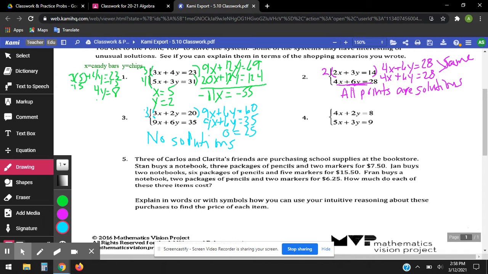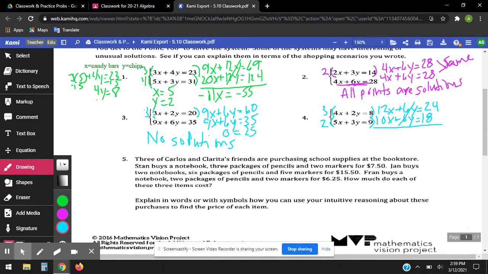All right, and our last one for these type anyway. Let's see. Let's multiply so that we get these guys to be a 6, because that will be smaller numbers to work with. So that means my top one needs to be multiplied by 3, and the bottom one needs to be multiplied by 2. So I end up with 12x plus 6y equals 24. And the bottom one is 10x plus 6y equals 18.